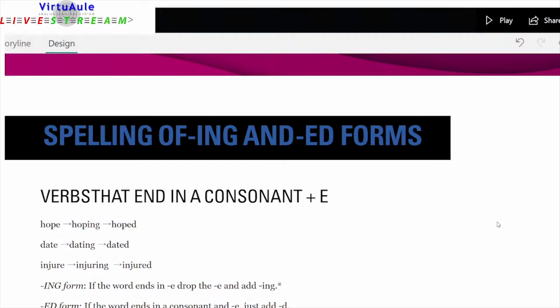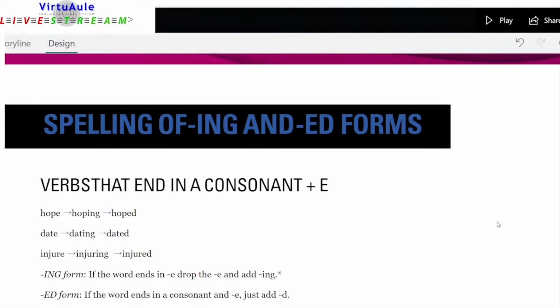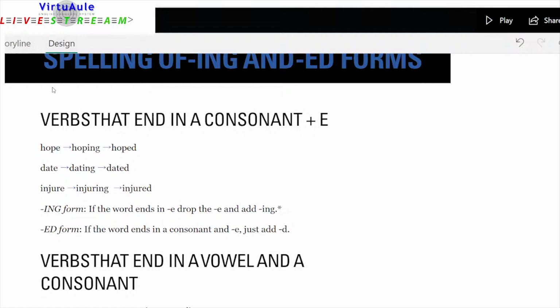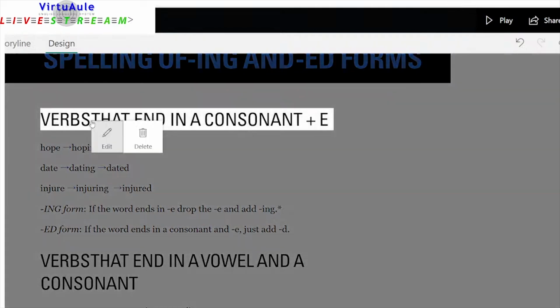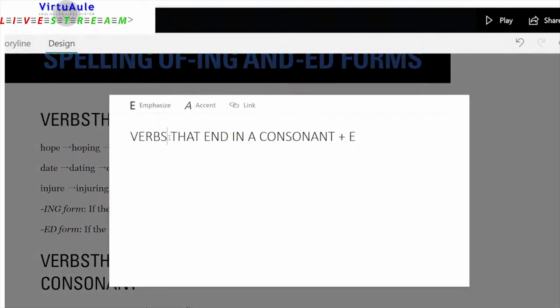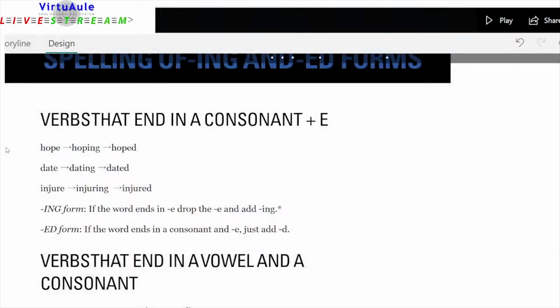English doesn't have a lot of forms. Most words have two forms. If it's a noun or a verb, they may have five different forms. So they're not a lot, but they're tricky, especially the spelling. Let's look at verbs that end in a consonant. So we will start with this consonant E problem.